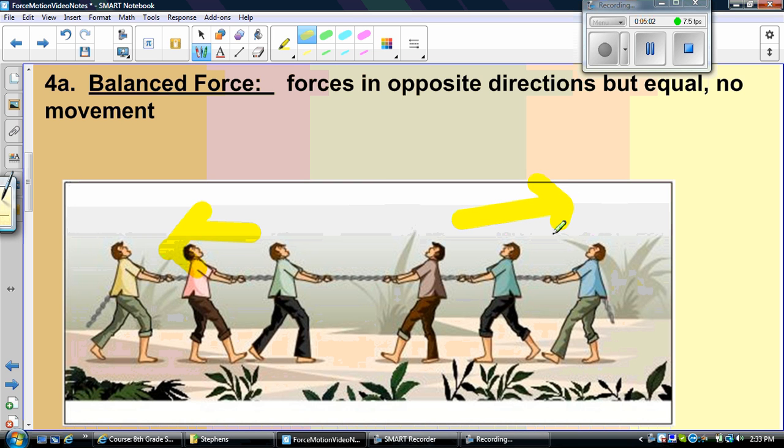And I can't draw very well today. But let's assume these arrows are both the same amount of force. If you guys both pull in opposite directions, the same amount of force, the little flag here will not move and we will not win.